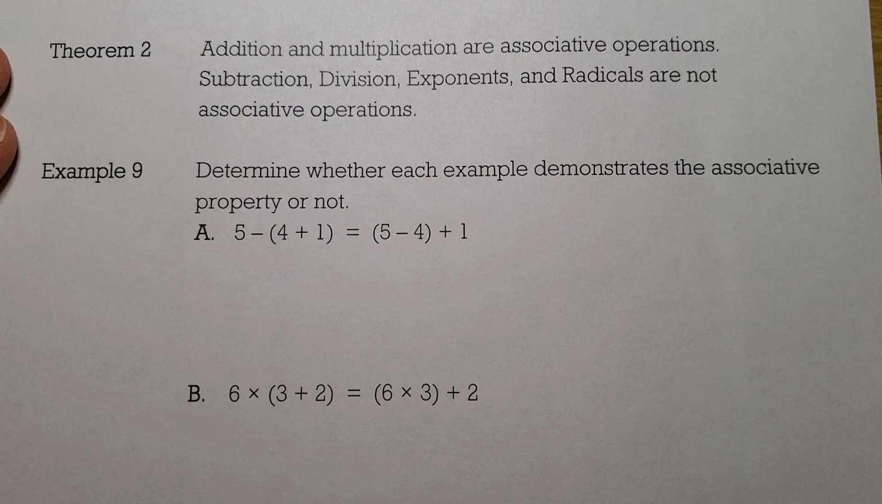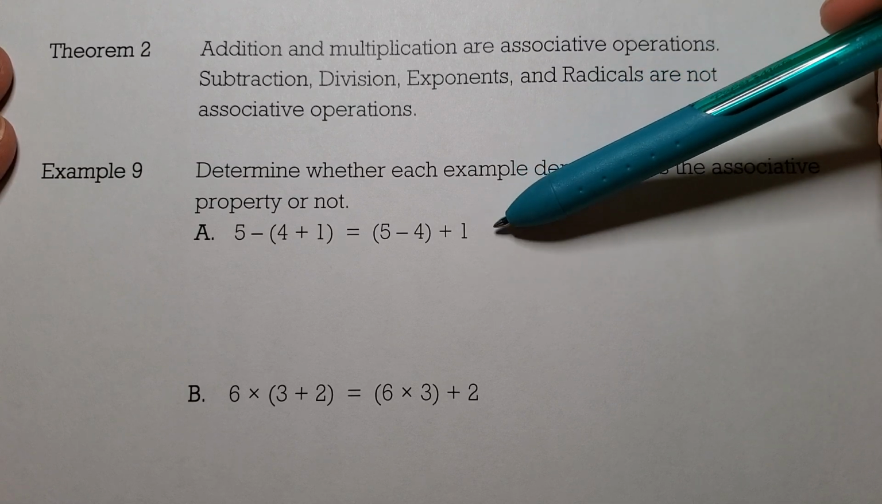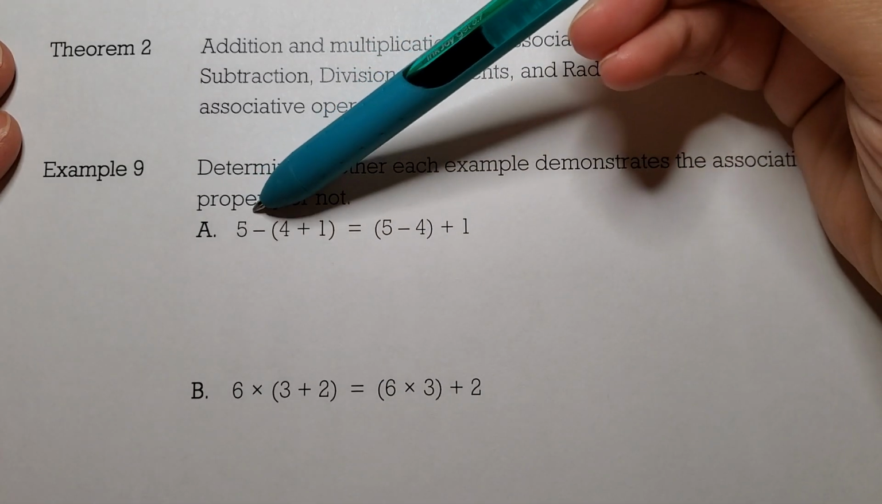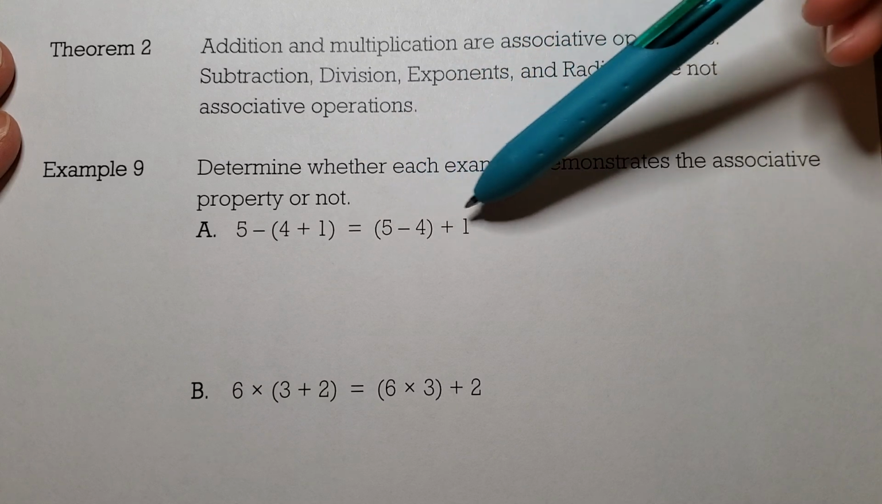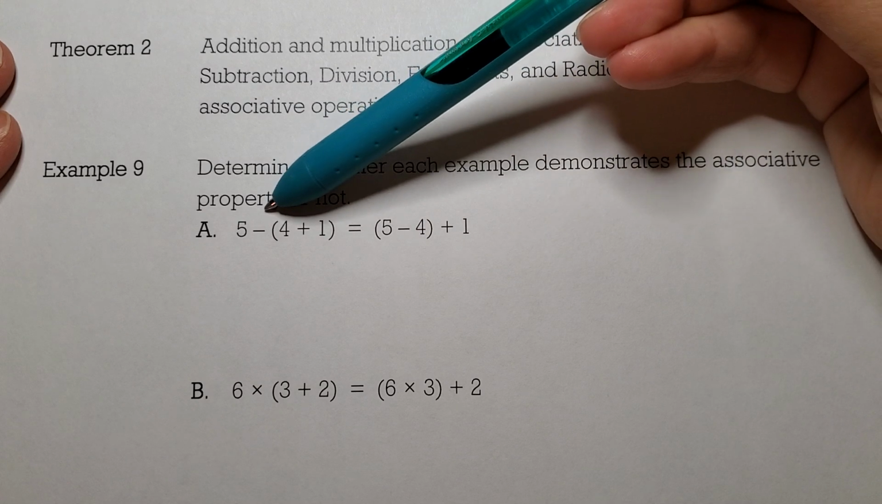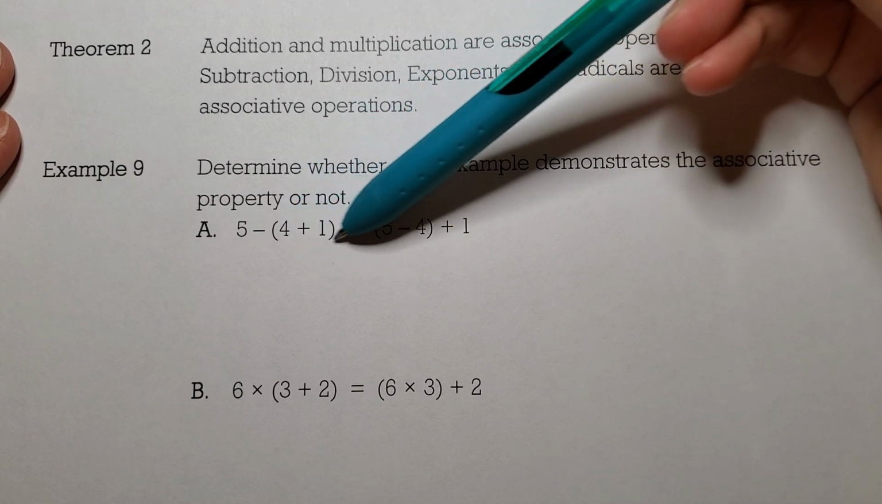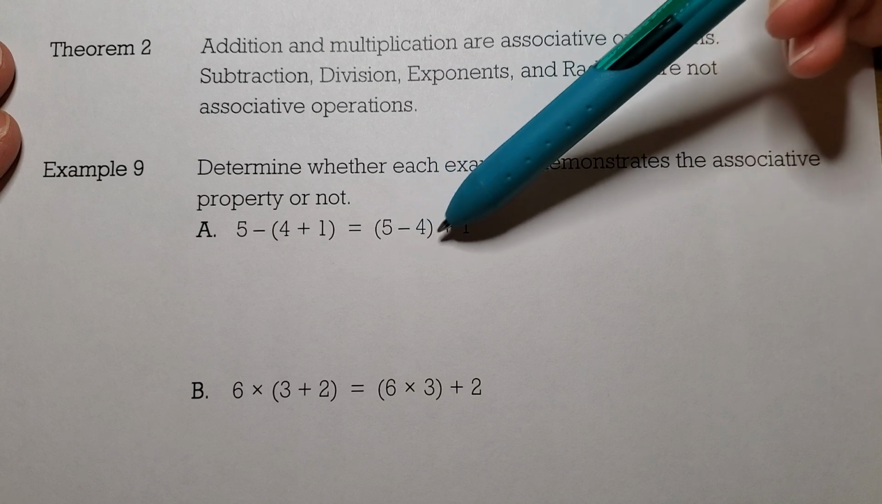So we're going to figure out whether each of these equations demonstrates the associative property or not. What we are looking for with the associative property is that the numbers are in the same order, the grouping has changed, and we get the same thing on either side. So in example A here, we have the same numbers in the same order on either side, 5, 4, 1, 5, 4, 1. The operations subtract and add are the same, and what has changed is here the 4 and the 1 are grouped, and here the 5 and the 4 are grouped.